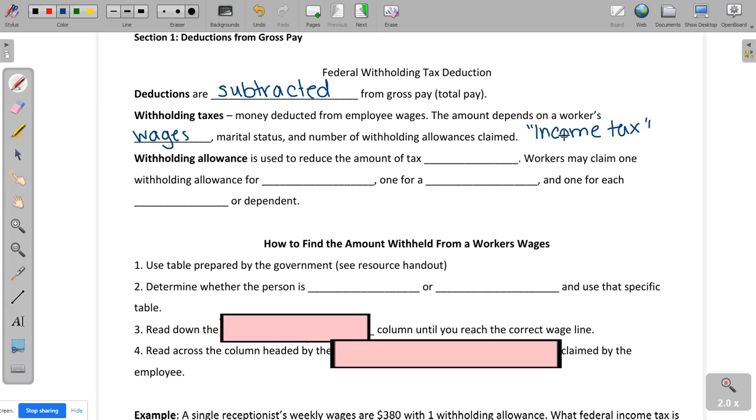Withholding allowances are used to reduce the amount of tax taken out. Workers may claim one withholding allowance for themselves, one for a spouse, and one for each child or dependent.